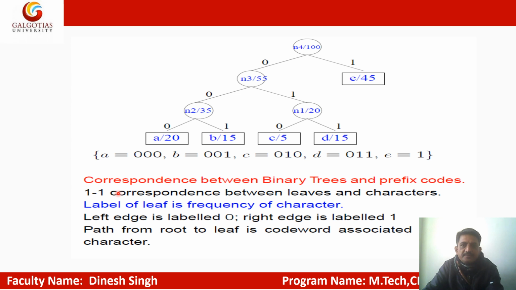There is a correspondence between binary trees and prefix codes, between the leaves and characters. The label of a leaf is the frequency of the character. The left edge is labeled 0 and the right edge is labeled 1, as you can see from this tree. The path from root to leaf is the code word associated. This is the code word for A, this is the code word for B, this is the code word for C, and this is the code word for D and E.